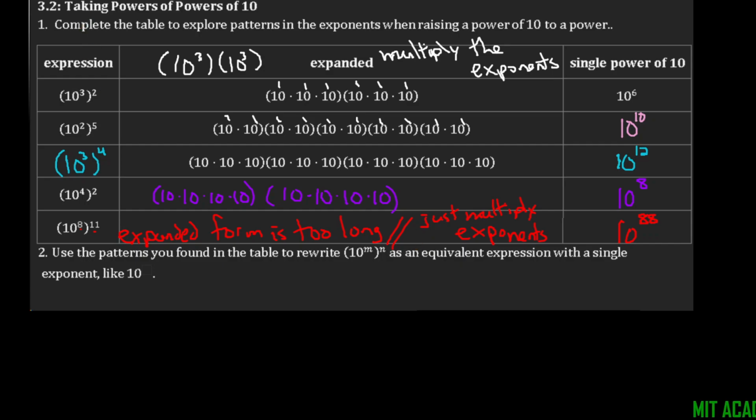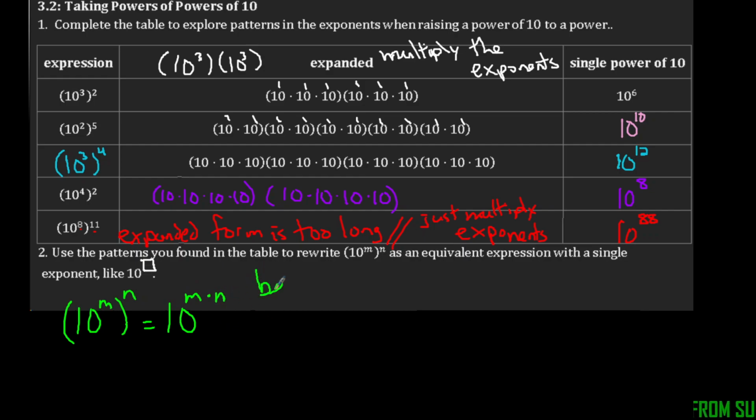Now for number 2, it says use those patterns you found to rewrite 10 to the m power, all to the n power, as an equivalent expression with a single exponent, like 10 to the blank power. So what we're going to do is similar to what we did yesterday. We're going to write that general form. 10 to the m power inside parentheses to the exponent n is going to be the same as 10 to the m times n power. So make sure you multiply them.